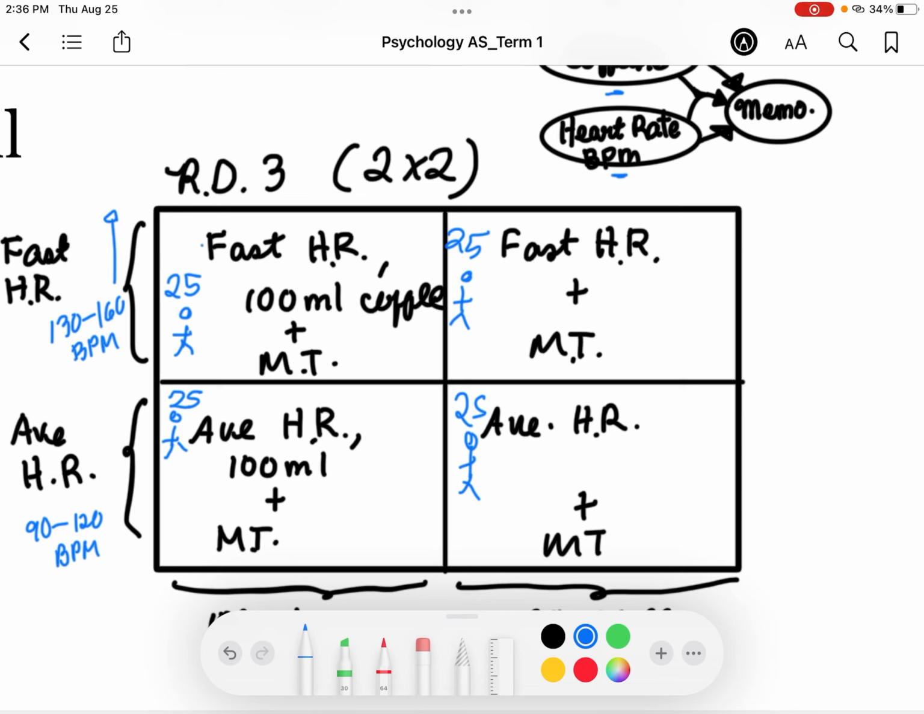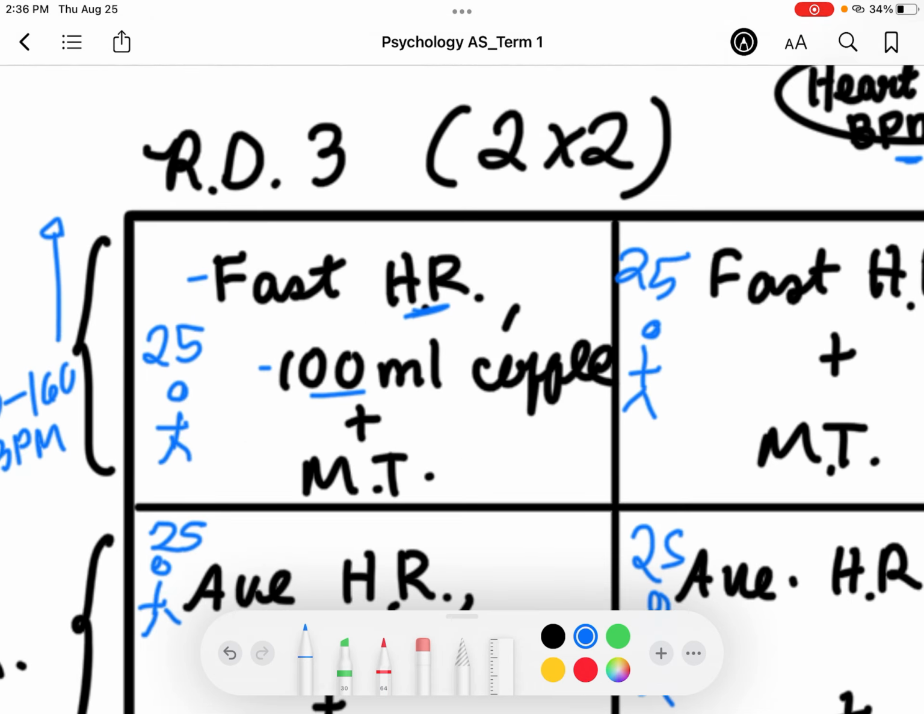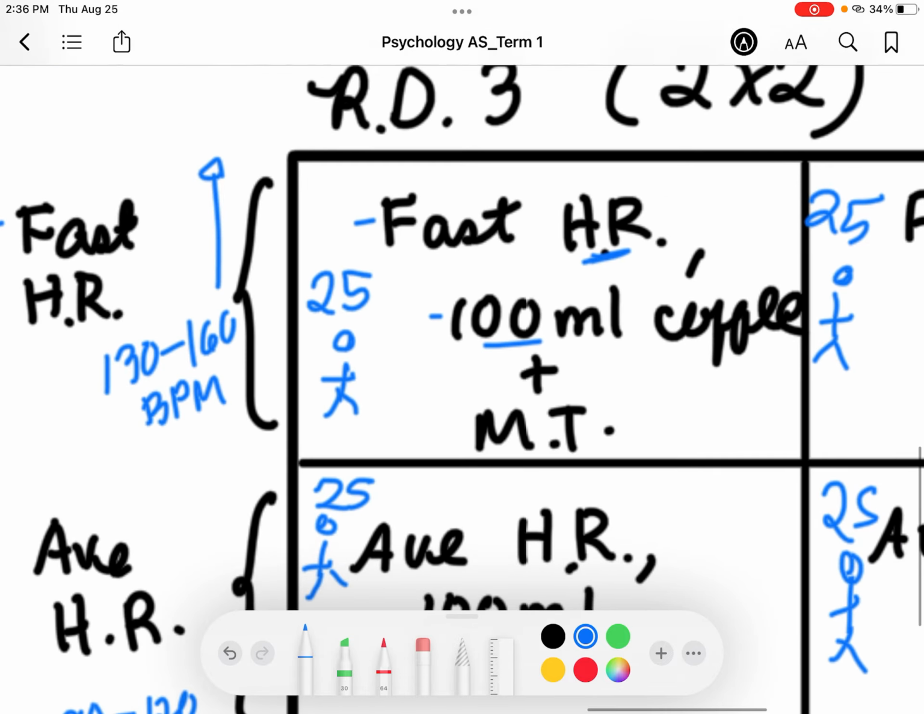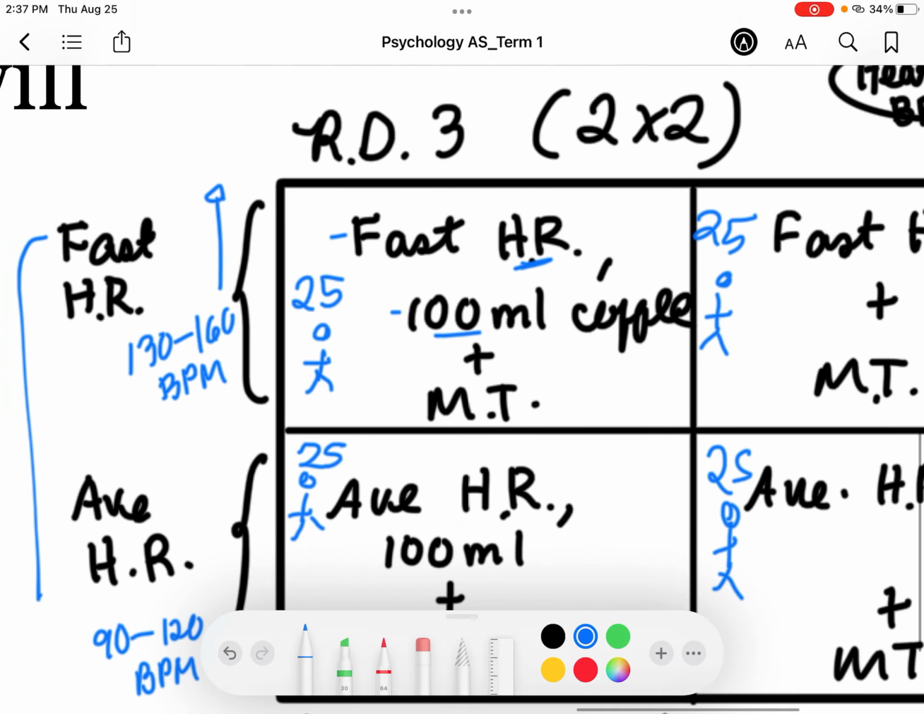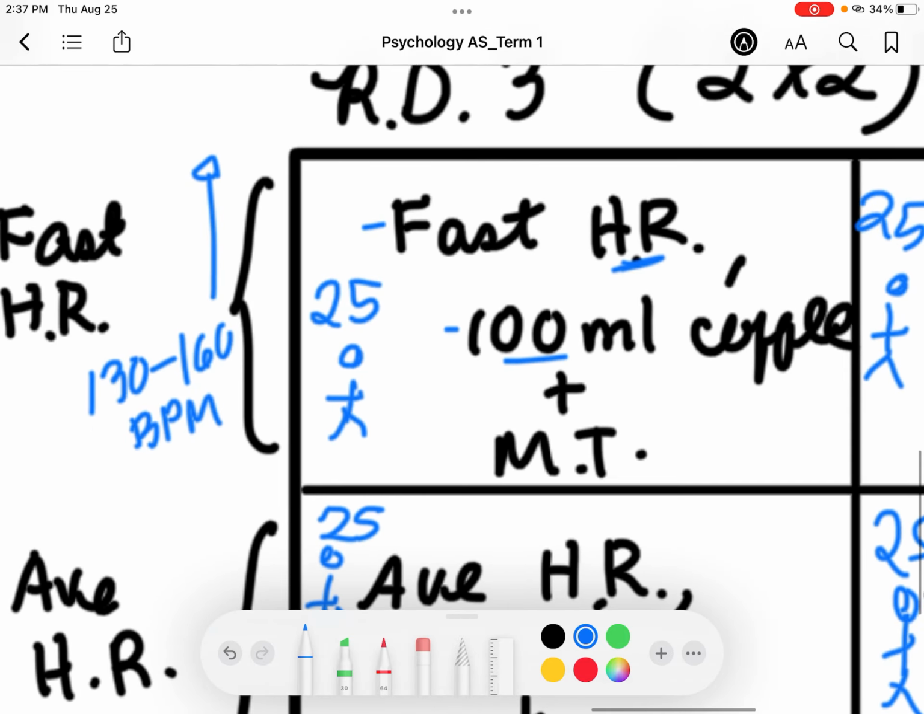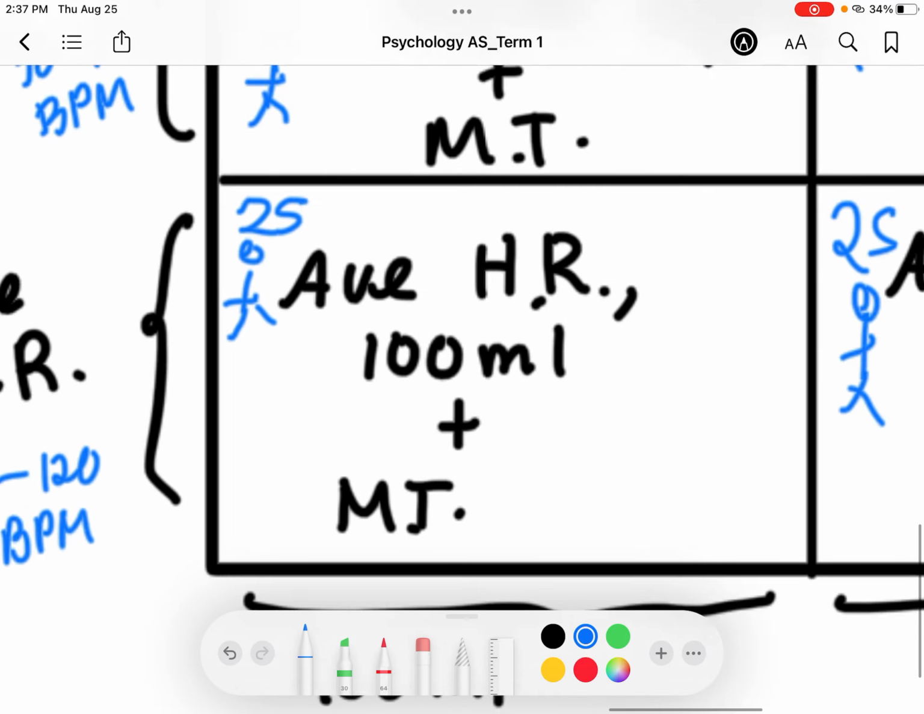In this group, look carefully. These are the people with a fast heart rate while taking the test and 100 ml coffee. So what do you do? You make them drink coffee. You check their heart rate. If it is low, you make them do simple exercises like running in place, stretching, jumping jacks. You measure the heart rate. When it reaches 130 to 160, you make them do the memory task. All right? Quite simple, right?